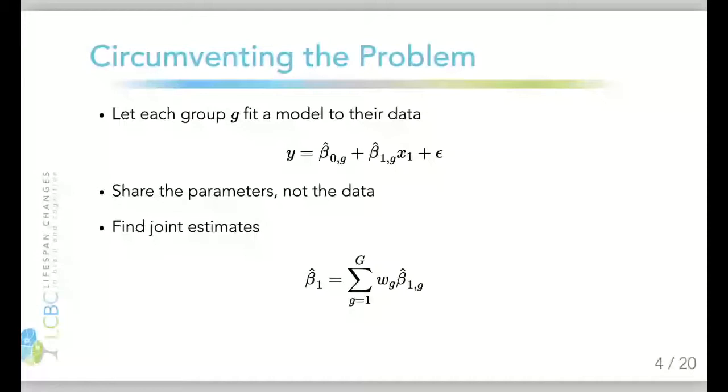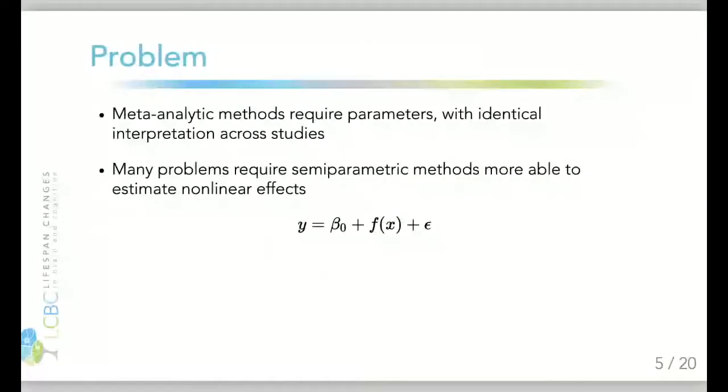However, the problem with this is, these methods for combining parameters are well known, but what they typically require is that the models have been fitted with parametric models. And also that the interpretation of each variable is the same across the different studies, so that the variables have to mean exactly the same thing.